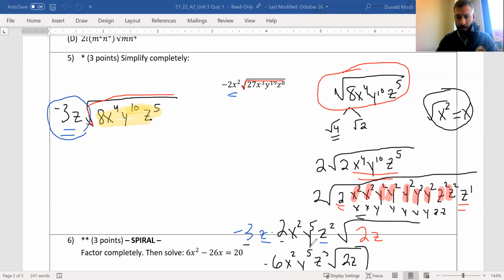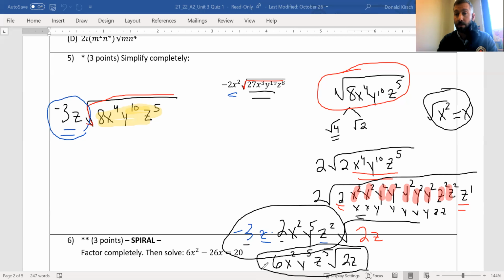the root of 2z. So when you're doing this problem, think about reducing the inside first with your perfect squares, and then whatever you have on the outside, then you can make that final step of combining those 2 things together.